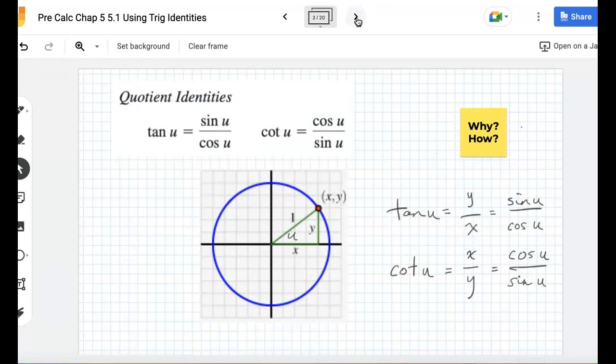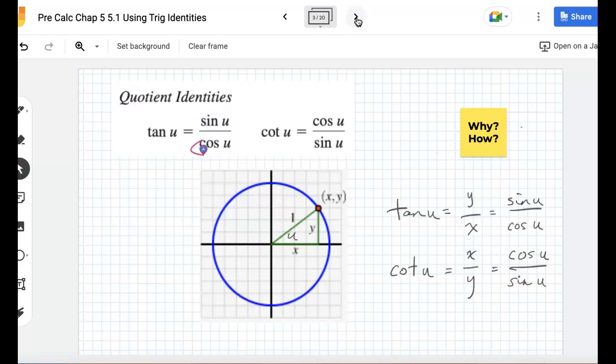Moving on to quotient identities. I realize that reciprocal looks a lot like division, but these ones are actually officially called the quotient identities. Some people just nickname the one on the left the tan identity. Technically, there are 2 quotient identities, and I'll get to the explanation in just a second, but you need to understand that tangent is sine over cosine.